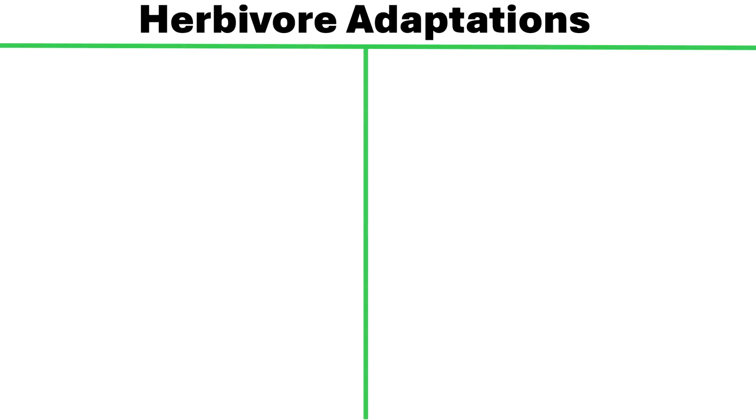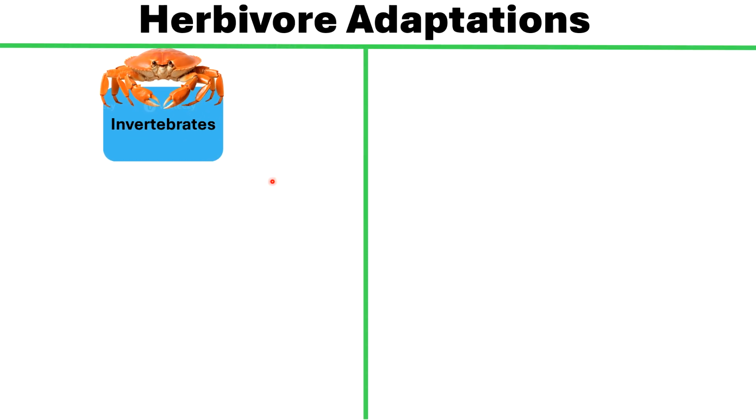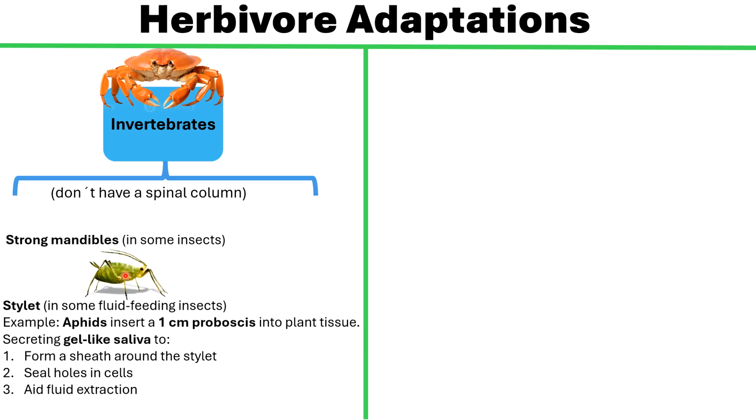Looking at some herbivore adaptations for invertebrates, remember that this is any organism that doesn't have a spinal column. We have that insects have strong mandibles to chew on leaves and plants in general, and some insects are actually fluid feeding, meaning they have a stylet. An example of this would be the aphid that inserts a 1 centimeter proboscis into plant tissue, secreting a gel-like saliva to form a sheath around the stylet, seal holes in the cell, and aid in the fluid extraction.